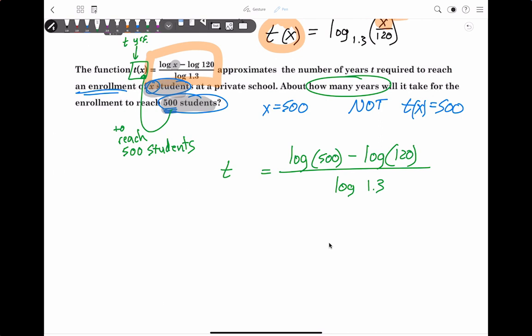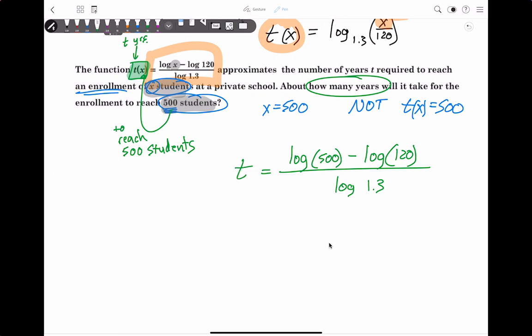Yes, if you put T of x, you're really supposed to put T of 500, but I don't want it to confuse you because we're just solving for t. I don't want you to think, oh, this is t times 500. No, no, no. This is like f of x. So we want it to be just t.